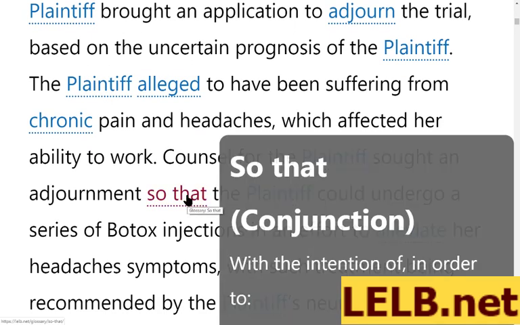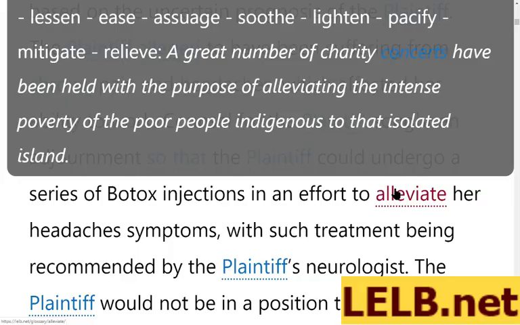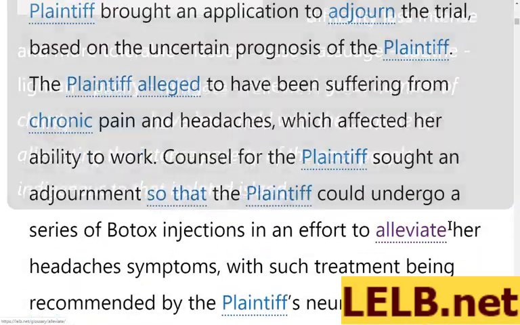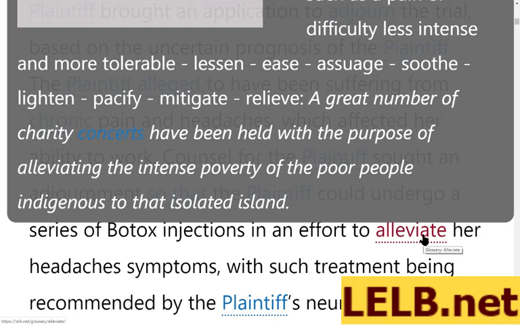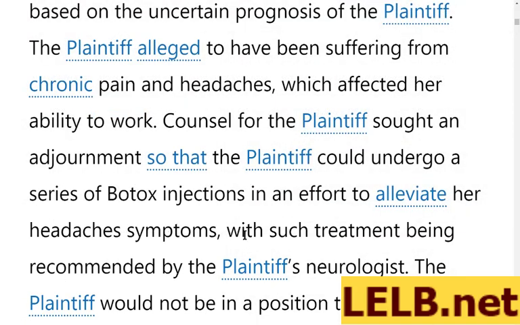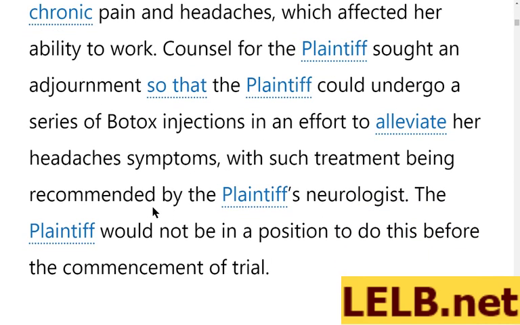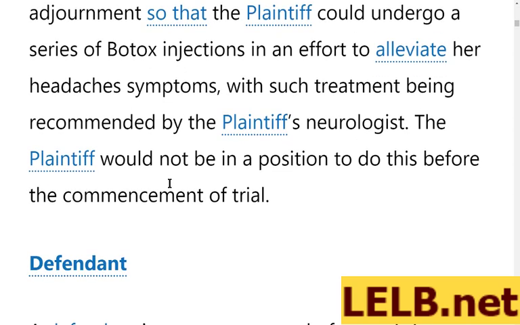so that, meaning with the intention of, in order to, the plaintiff could undergo a series of Botox injections in an effort to alleviate. Alleviate means to soothe the pain and to become something less intense, particularly something which is intolerable. Her headaches, symptoms with such treatment being recommended by the plaintiff's neurologist. The plaintiff would not be in a position to do this before the commencement of trial or start of trial.